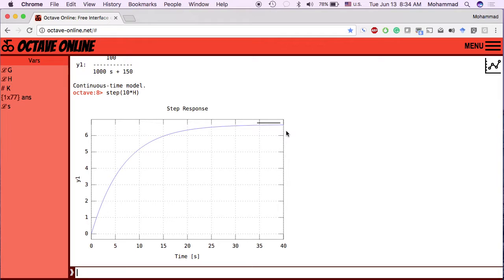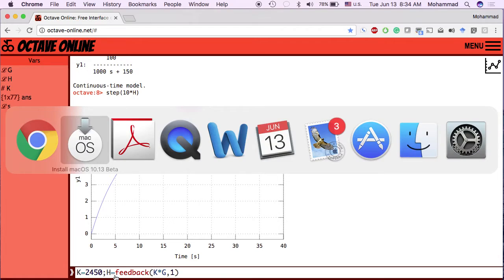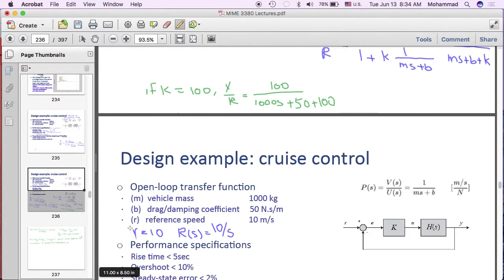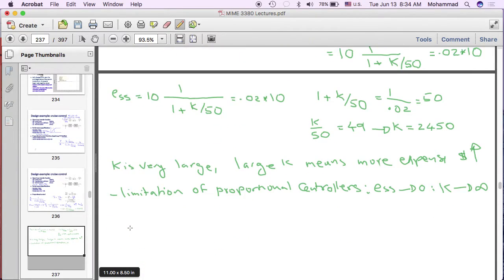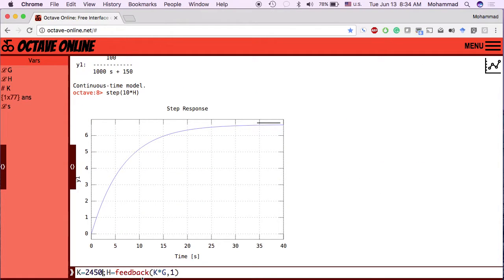And by the way, we have calculated K needs to be over 2,000 to get close to that. So let's go ahead and apply that K. We are going to just hit the up arrow and change the K to 2,450. Was that the number we calculated? What was the number? Yeah, 2450. So with this K, we again calculate the closed loop transfer function.